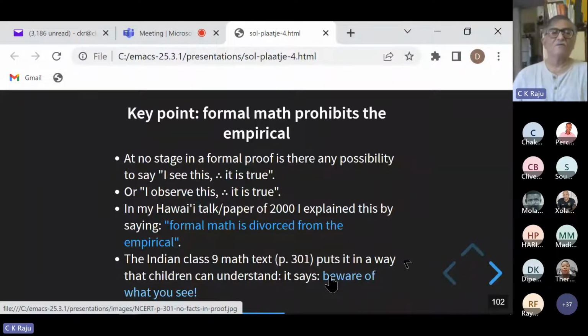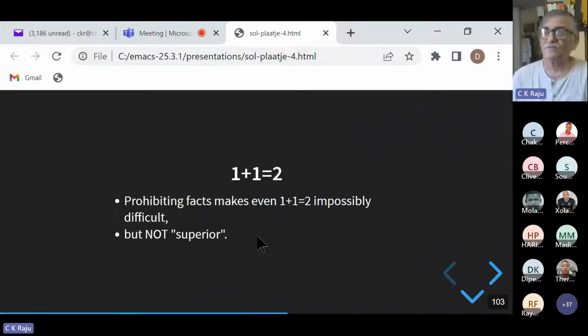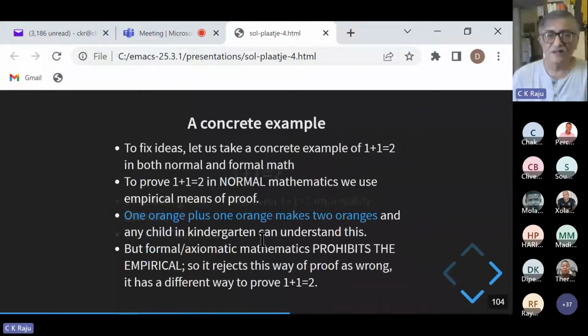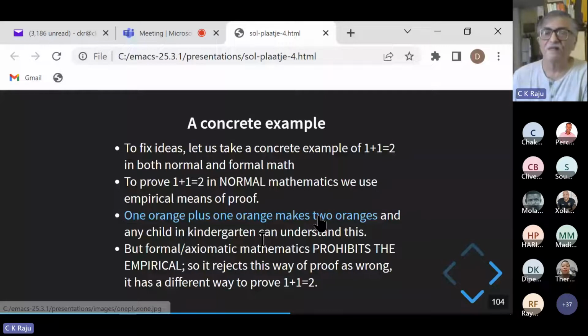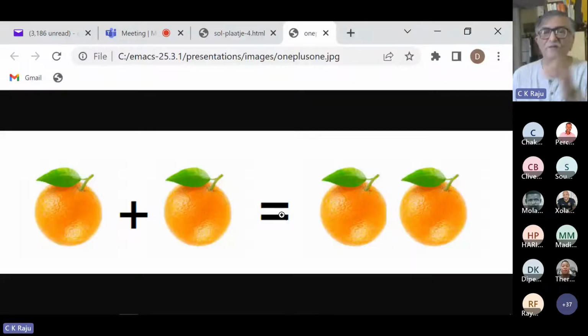Okay, so the point is that if you can't even do 1 + 1 = 2, this time in integers. So let's take a concrete example. How do you do 1 + 1 = 2 in normal mathematics, when you accept empirical proof, as you do in Indian Ganit, for example? So you have a simple proof. Any child can understand this. A kindergarten child can understand this. All right.